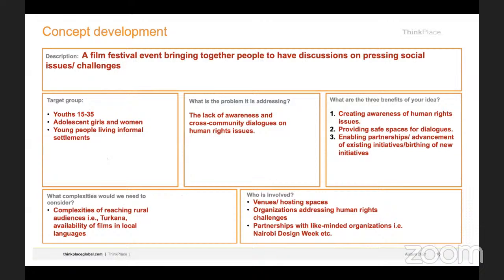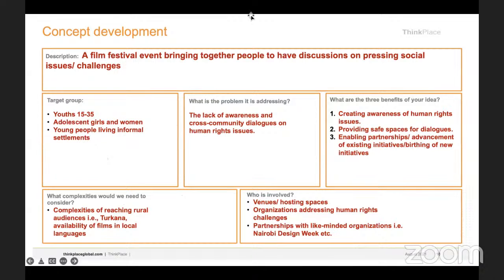So who am I involving? Spaces that are willing to host these events, different organizations that are working within the human rights and social challenge space, and also looking for partnerships with like-minded organizations. In this case, I gave an example of a community or an organization called Nairobi Design Week. So that's just to give you an example, and I hope this makes sense as a template and as an example.